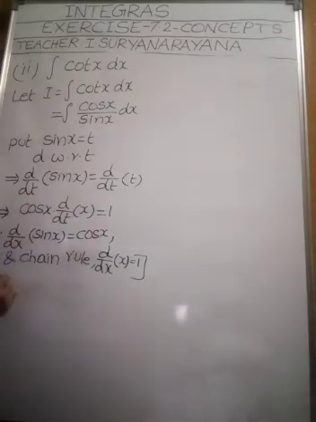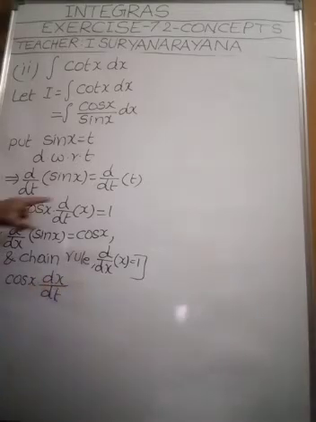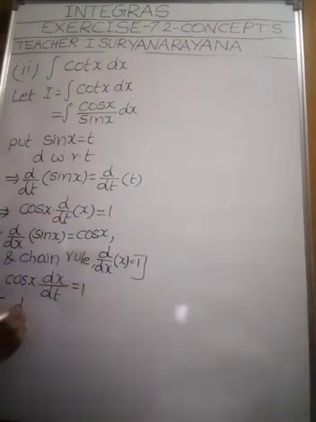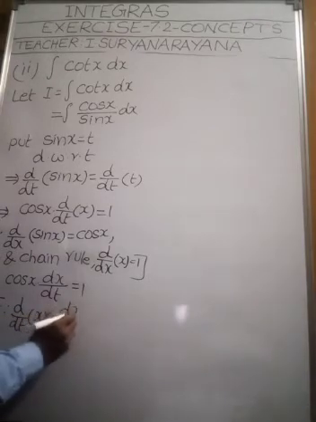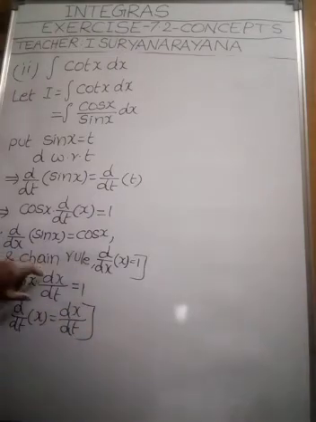This implies cos x into dx by dt. d by dt of x value, dx by dt, is equal to 1, because d by dt of x is equal to dx by dt. By using this result, we get out this part in this step. Understood this step, my children?